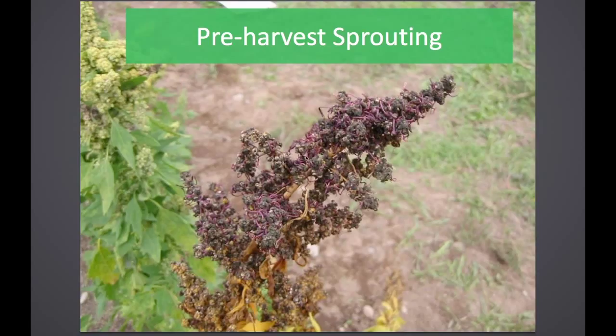So this is a picture of pre-harvest sprouting. You can see all the little sprouts coming out of the seeds here. This is quite common. Out of the last 4 years, this has happened twice to a majority of our seeds on the west side.